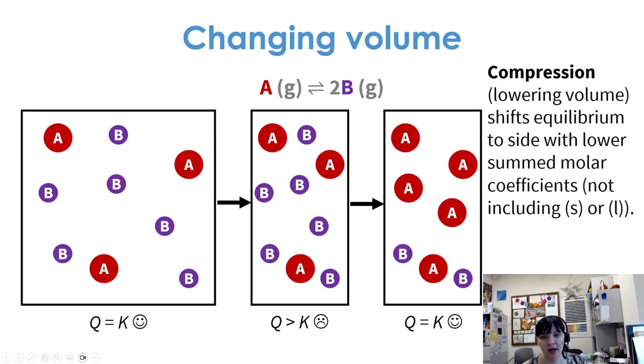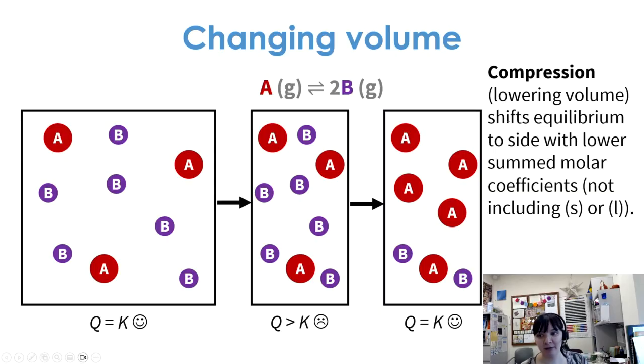This is ignoring any solids or liquids because, again, those things don't count towards our Q expression or our K expression at all. But looking at just gases and aqueous species, if we compare the molar coefficients in total there, when we compress the system, it's going to shift towards the side with the lower summed molar coefficient.